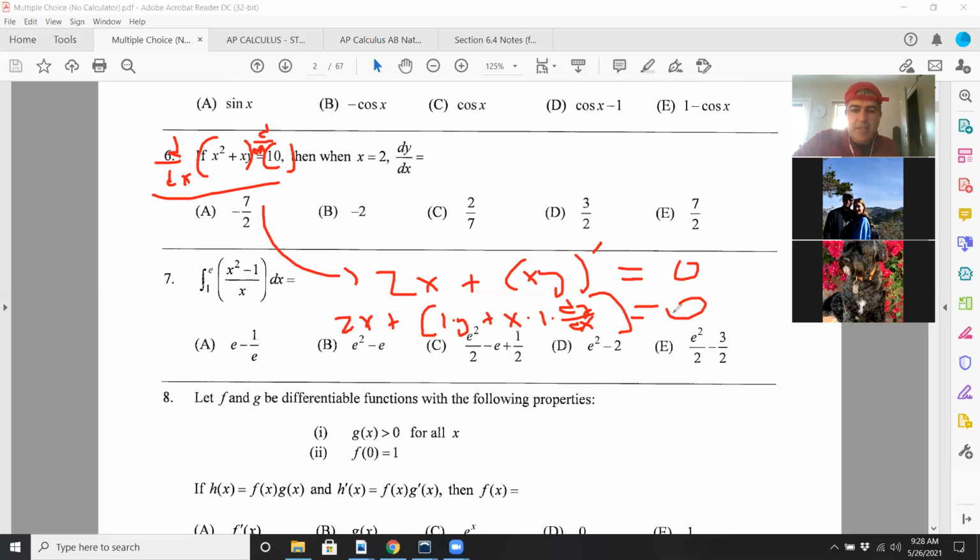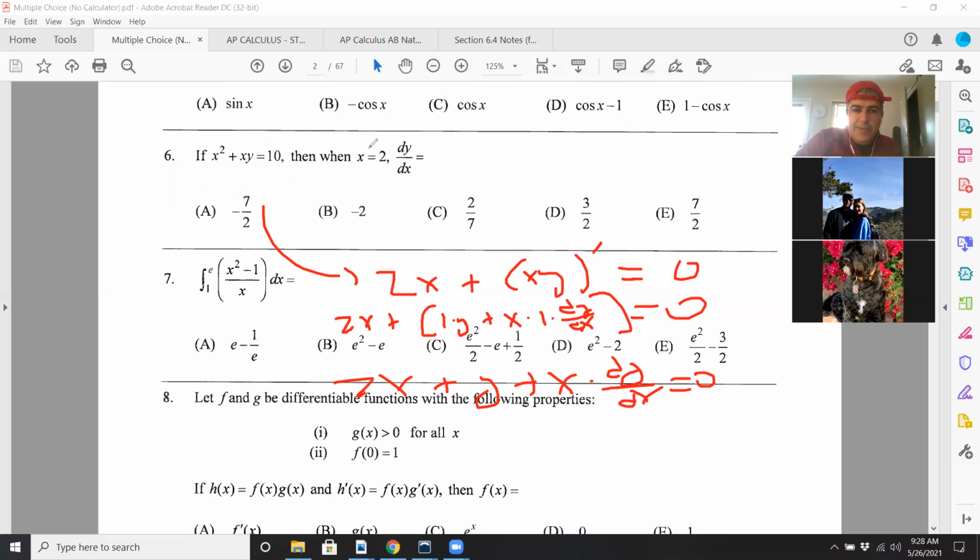But anyway, now I've got to isolate dy over dx, and that's all algebra at this point. So 2x plus y plus x times dy over dx equals 0. You've got to isolate the dy over dx. So the 2x plus y has got to go from left to right. Actually, you know what? Why even do that? You could, but let's be efficient here.